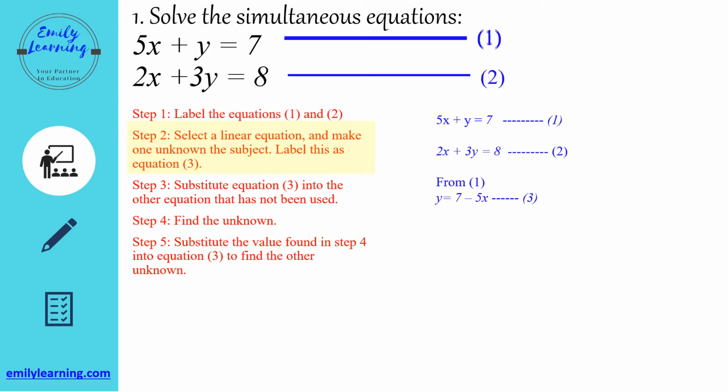It doesn't matter whether you make y or x the subject. For this question, since you have 1y but 5x, it is easier to make y the subject. Once you have made y the subject, label this equation as 3. Now we have used equation 1 to make equation 3. So equation 2 has not been used yet. Hence, equation 2 is the equation that has not been used.